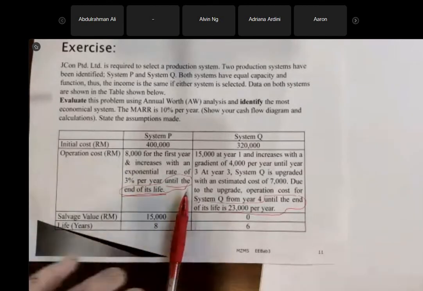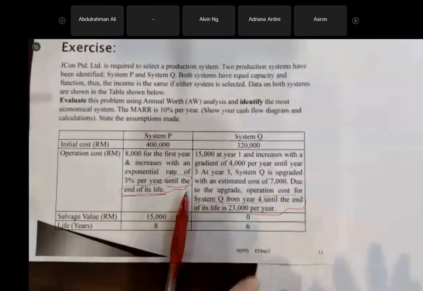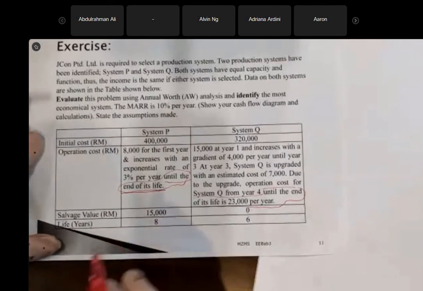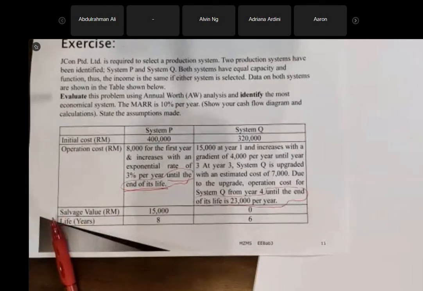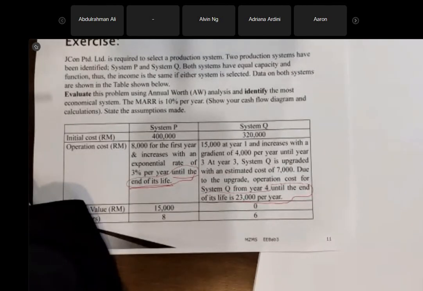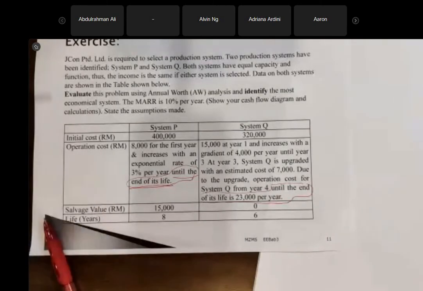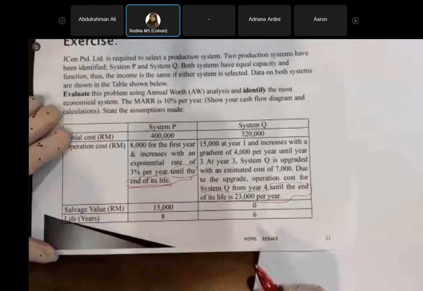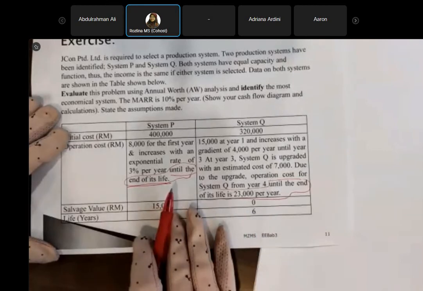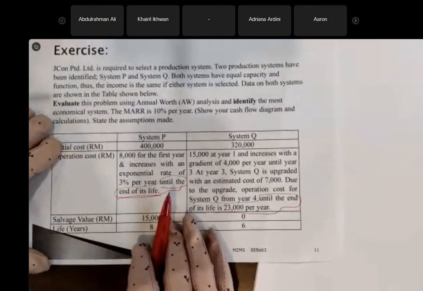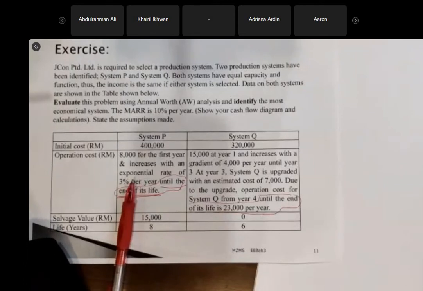Is this wrong, or is the question wrong? Did I give you 8 or 6 yesterday? There is no 6. 6, 6, 8, right? The salvage value for Q is 10,000. Oh, this question is wrong, it's an old one. Okay, never mind. I will look at the question.